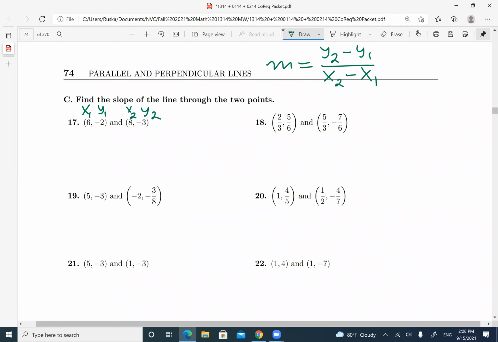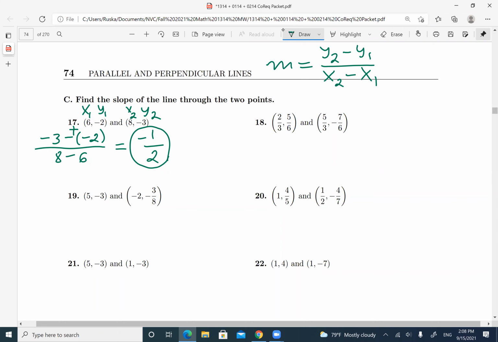We have y2 minus y1. So it's negative 3 minus negative 2 over 8 minus 6. Now the two negatives next to each other make a positive. So negative 3 plus 2 is negative 1 over 2. And that's exactly what we did on the graph, right? Negative 1/2. So that's how you do that. Any questions? No, ma'am. No? Okay, let's do 18.